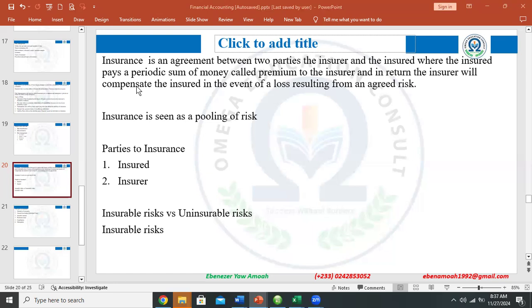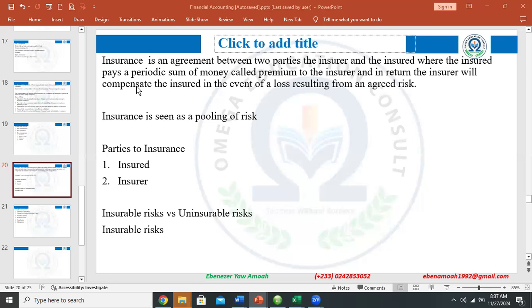Now, we indicated that insurance is seen as a pooling of risk because you have a lot of people contributing money through the payment of premium to these insurance companies, so that when somebody suffers a loss, they would use that pool of funds to compensate that person. That is to say, if, for example, Glyco Insurance is having about 100 people insuring against fire, it can never be the case that all the 100 people are going to indeed suffer losses because of fire.